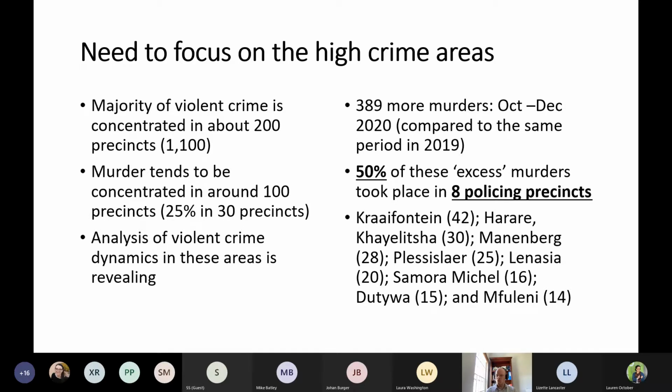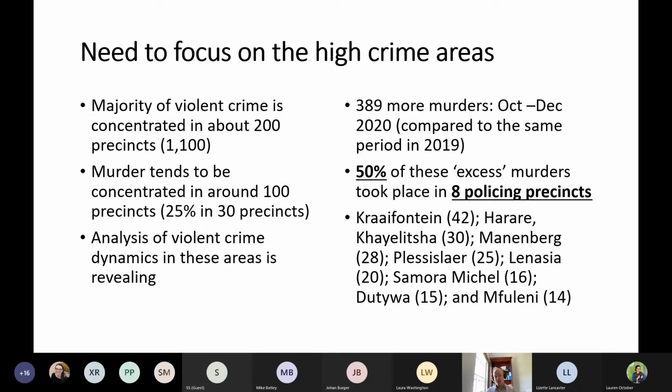So the interesting thing was to look at where these excess murders happened. About 50% of them took place in only 8 policing precincts, which of course is very revealing. And if you look at these 8, many of them are in the Western Cape. So you've got Kraaifontein, Harare, Manenberg, Plessis Lyre in KwaZulu-Natal, Lenasia in Gauteng, Samora Machel in the Western Cape, Dutwa within the Eastern Cape, and Mufuleni in the Western Cape. So a big concentration in the Western Cape.